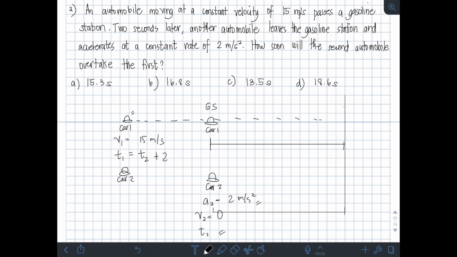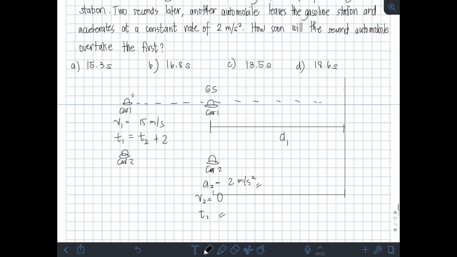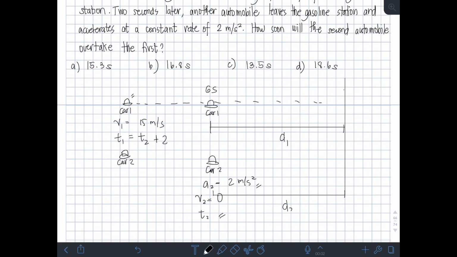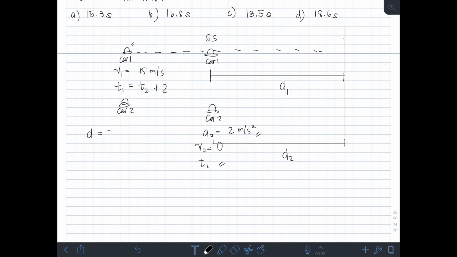Right? So, distance ni car 1, let's say D1, at distance ni car 2, let's say D2. So, paano natin marirelate ngayon yung mga distance nila in terms of time? So, dahil yung car 1 ay may constant velocity, pwede natin gamitin yung formula sa distance as distance is equal to velocity times time, right? So, therefore, d sub 1, yung distance nitong car 1 will be yung velocity niya, which is constant 15, times yung time niya na t1, right?